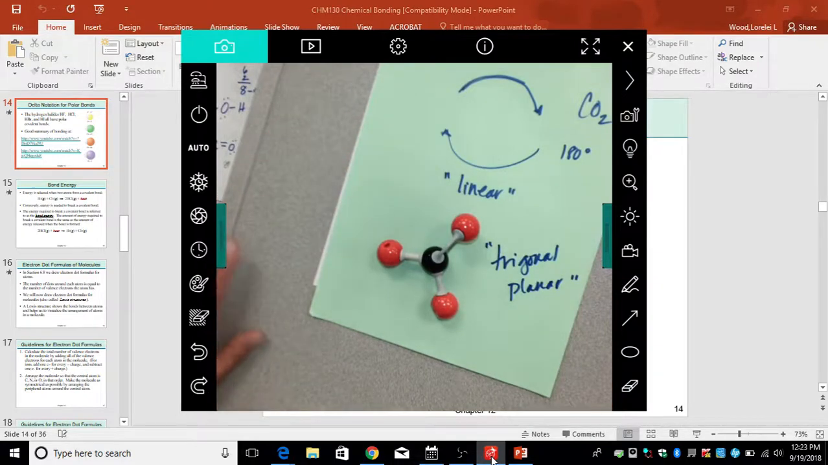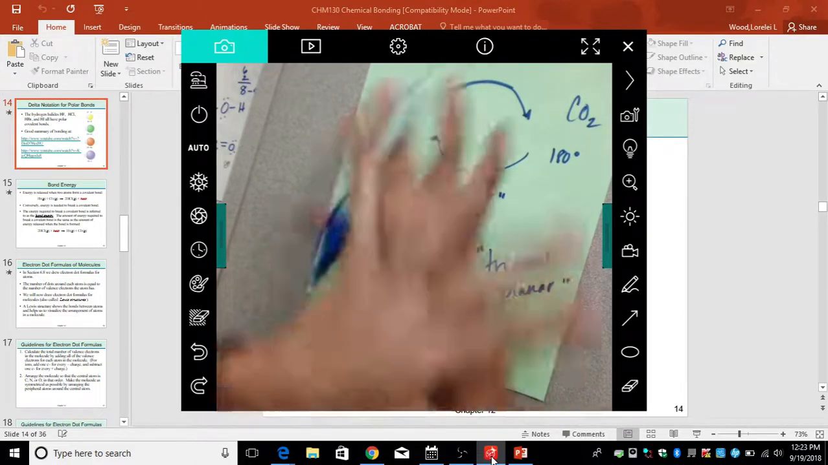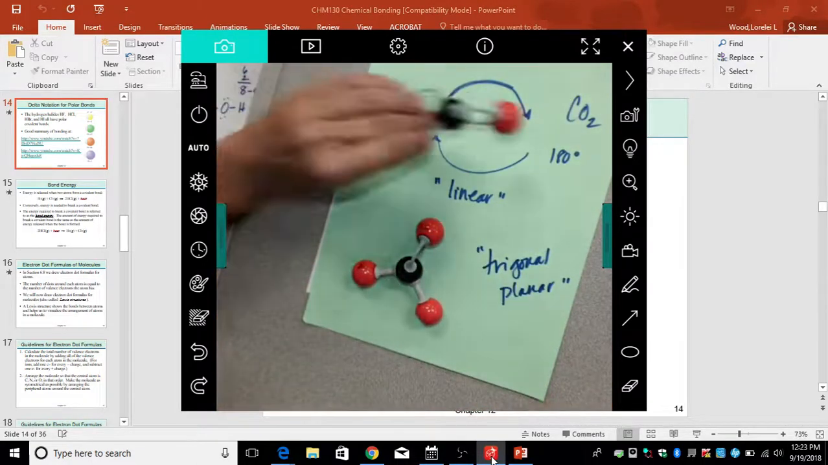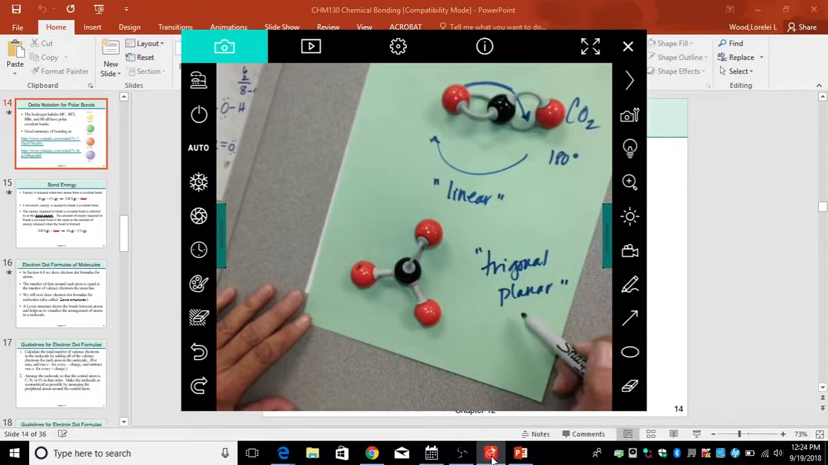Trigonal planar is this molecule. So that would be anything with the nitrogen? No, it's the shape. It has nothing to do with the atoms that are involved. We're just looking at shapes now. So this is only shape. This is linear shape. This is trigonal planar.